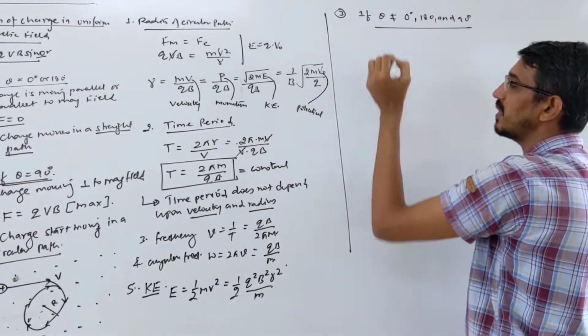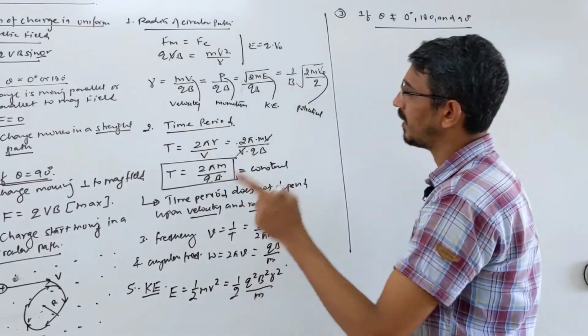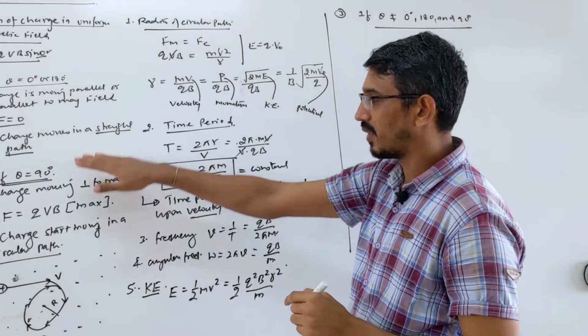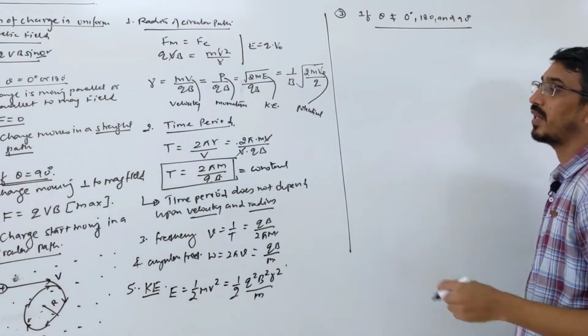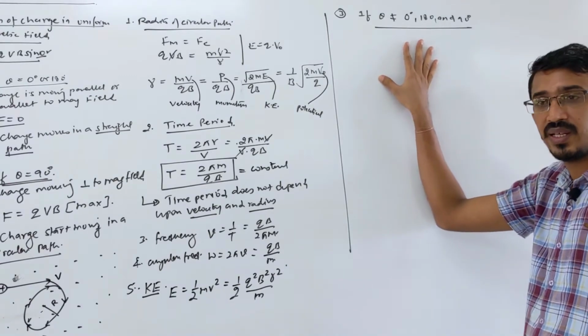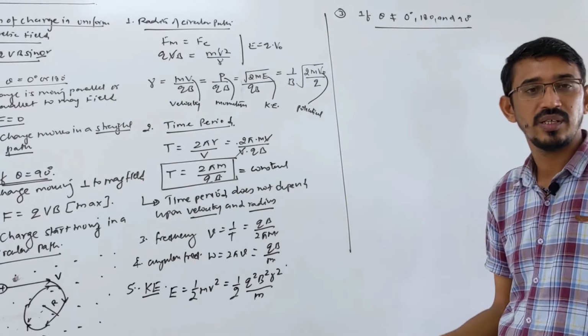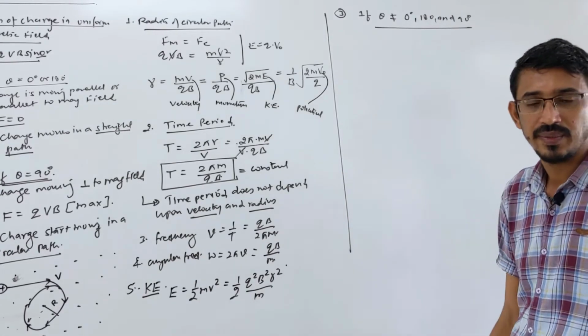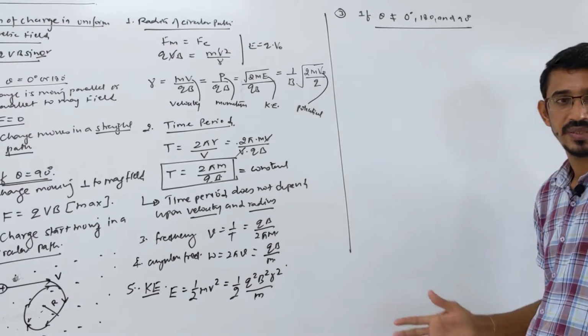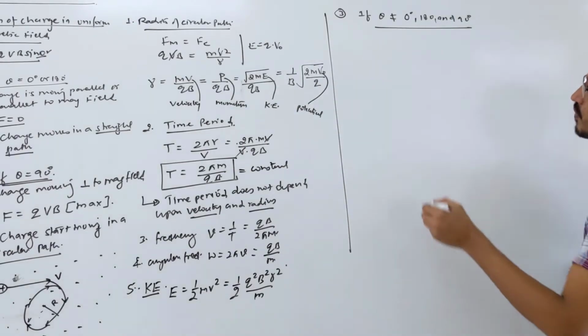Leaving these three angles, if charge moves at any other angle, then what happens? Three angles are already covered: 0, 180, and 90. So charge is moving in the magnetic field, and the angle is not these three angles. Leaving these three angles, any other angle like 60 degree, 30 degree, 45 degree, 10 degree, 5 degree, or like 130, 150, doesn't matter. Leaving these three angles, any other angle, then what happens?